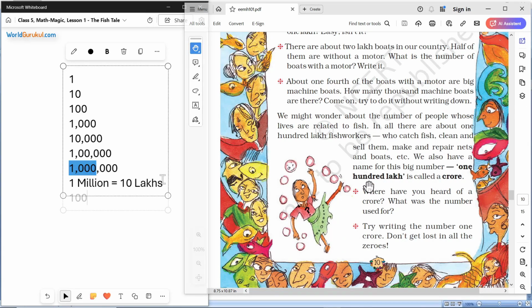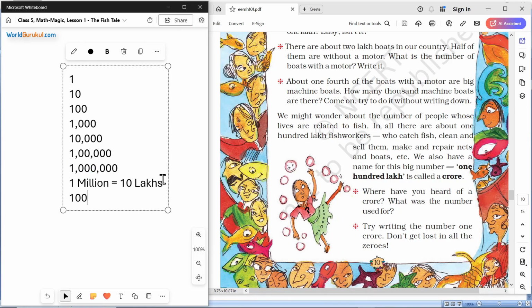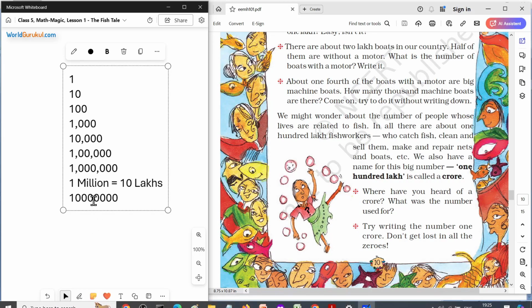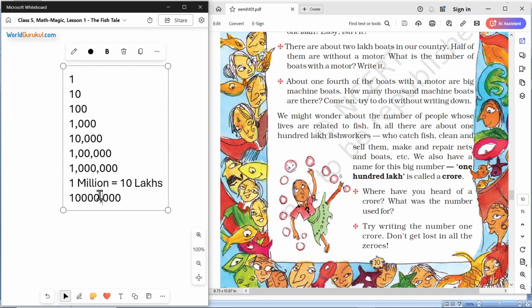100 lakh. Lakh means how many zeros here? 5 zeros. 1, 2, 3, 4, 5. So let us add commas. See, this is 1 crore. 1 crore is 100 lakhs.